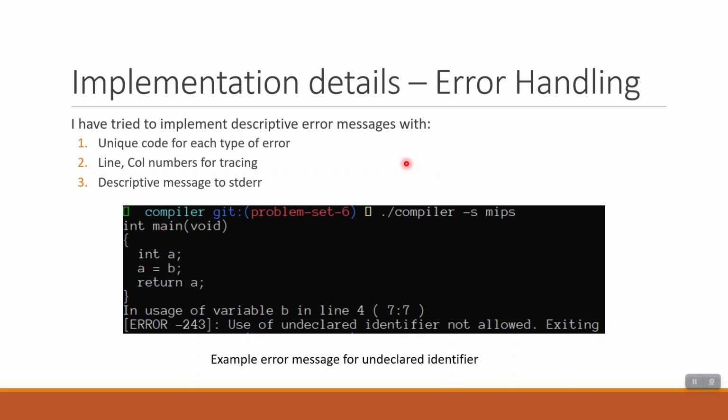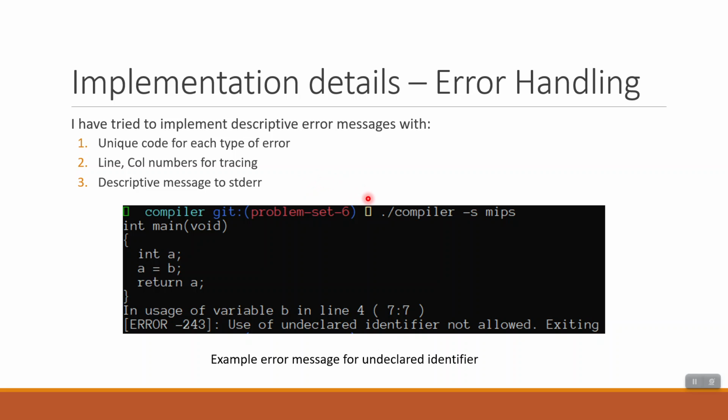In order to fully utilize this compiler for some work that is productive, I also wanted to indicate if something went wrong, what went wrong, and where. So with each error, I also print out a unique code for each type of error, the line and column numbers for tracing the error back to the source, and a descriptive message.